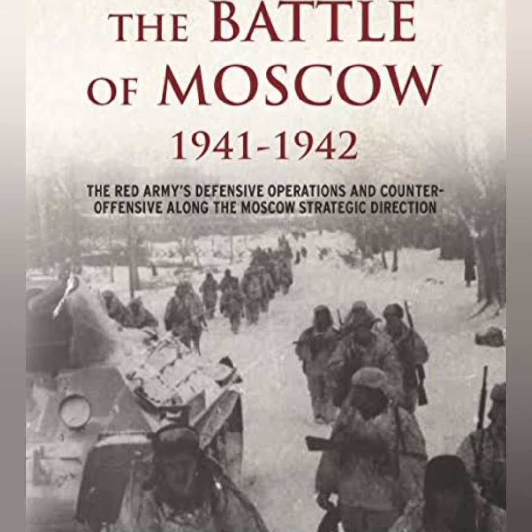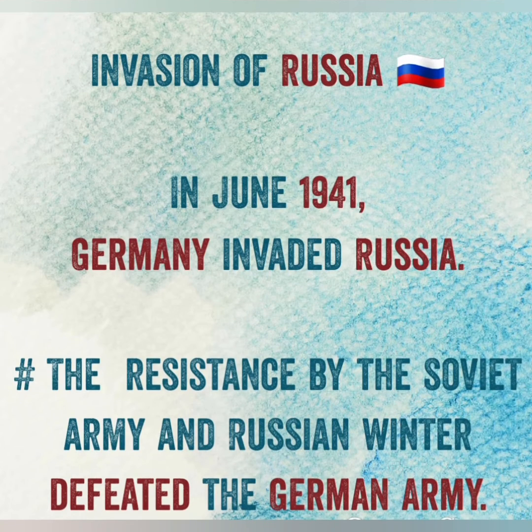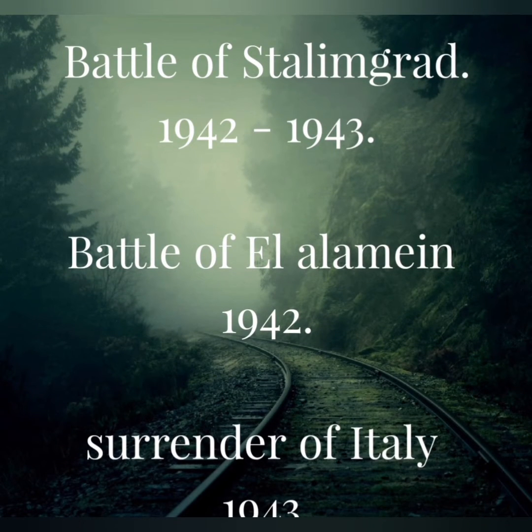In June 1941, the German army invaded Russia. The German strategy of lightning strikes was initially successful and the army penetrated 1,000 miles into Russian territory very soon. The German army then marched on Moscow, but finally the resistance by the Soviet army and the Russian winter defeated the German army.